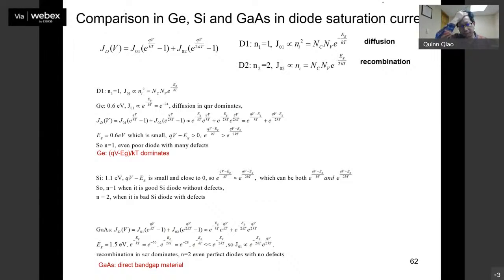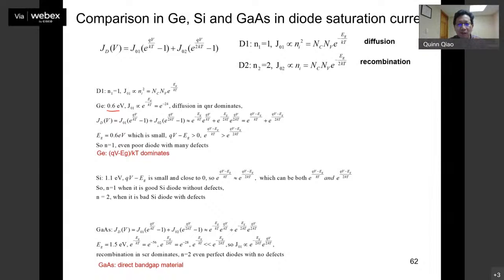So now let's first take a look at germanium. Germanium has a band gap of 0.6 eV, so that's the Eg. The exponential of minus Eg over kT is about e to the minus 24. That's the diffusion in the QNR. The QNR is basically the outside of the junction. The P side is a QNR, quasi-neutral region. The N side is also called a QNR, quasi-neutral region.